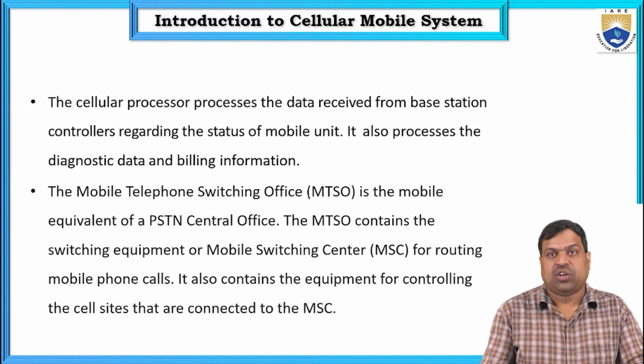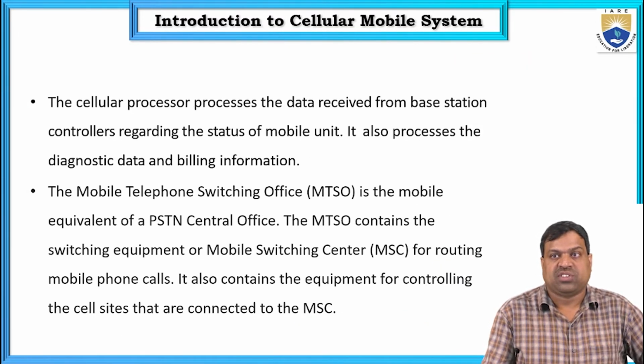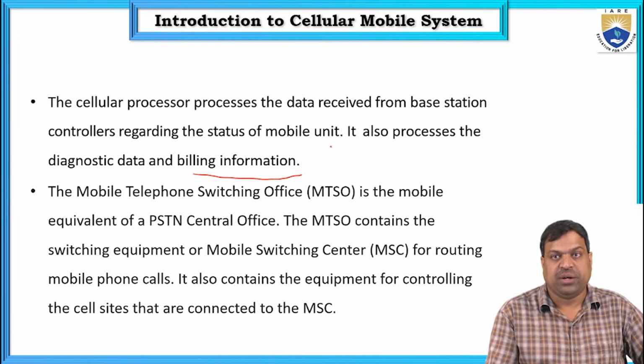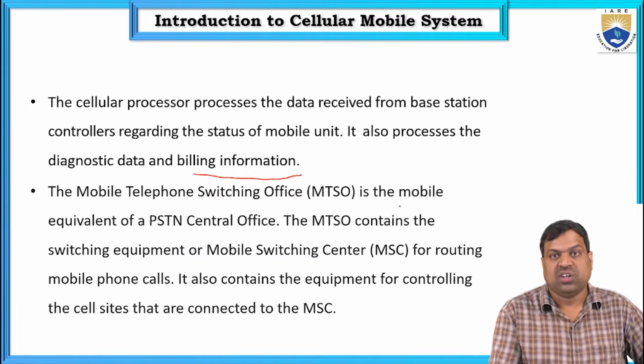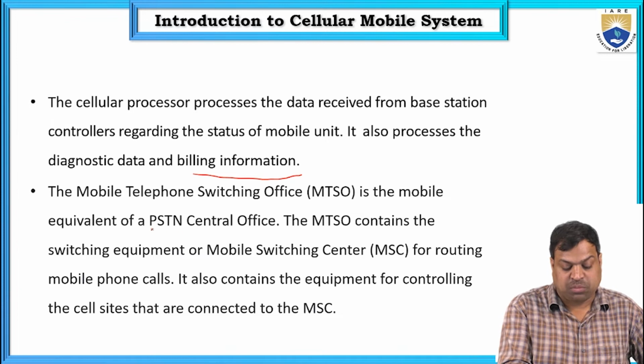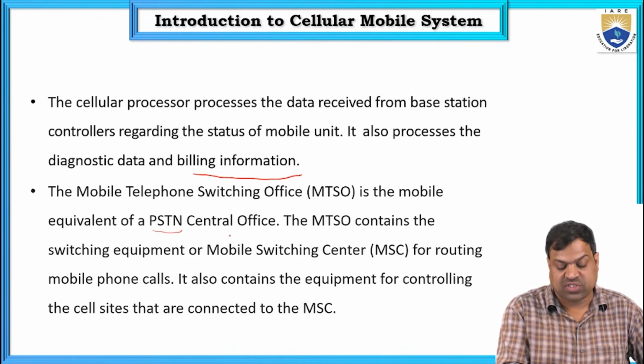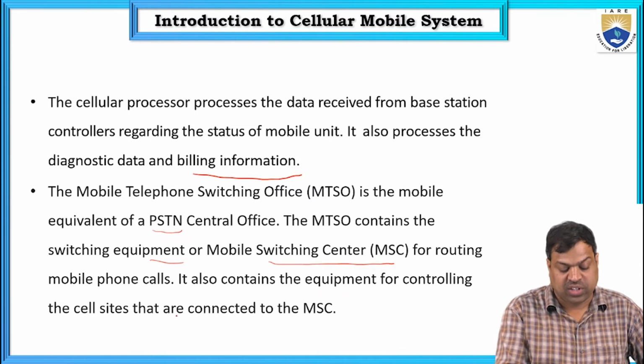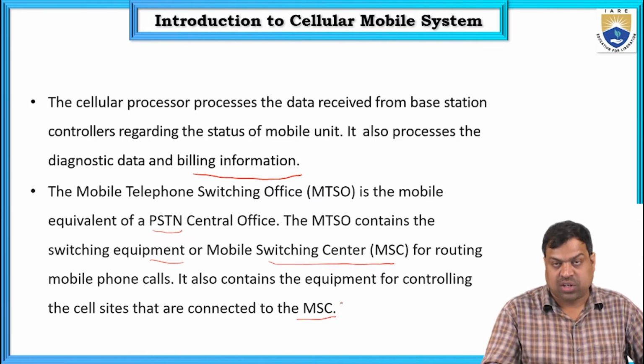The cellular processor receives data from the base station controllers regarding the status of the mobile unit. It also processes diagnostic data and billing information. Billing information is one of the main things of the MTSO. The MTSO is the mobile equivalent of a PSTN, public switched telephone network, central office. It contains the mobile switching center, MSC, equipment for routing mobile phone calls, and equipment for controlling the cell sites that are connected to the MSC.